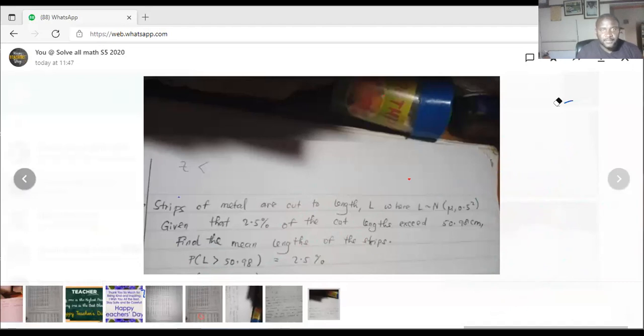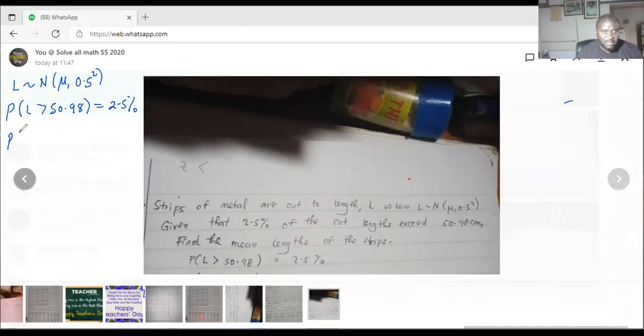The question says, strips of metal are cut to a length L, where L is normally distributed with a mean mu and variance 0.5 squared. Given that 2.5% of the cut lengths exceed 50.98, the probability of the cut length exceeding 50.98 is equal to 2.5%. Remember, percentages are probabilities. Then, what are they asking for? Find the mean of the lengths.